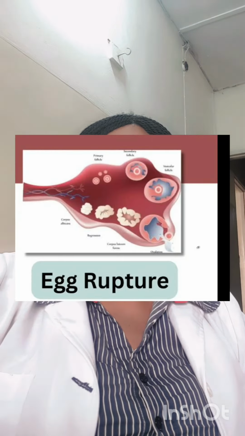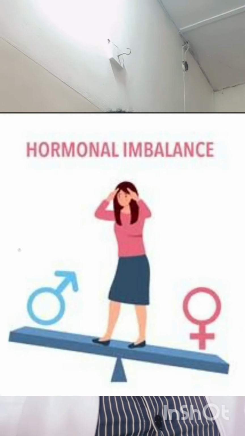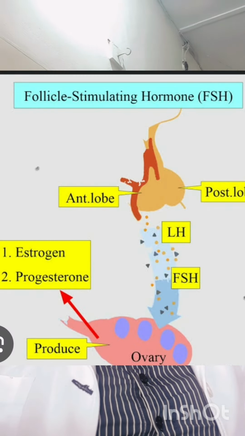You might want to ask me, what are the causes of this follicular cyst? Number one on the list is what we call hormone imbalance. When the hormones are not balanced, there are specific hormones responsible for the release of the follicle. Number one on the list is the FSH, popularly known as the follicle stimulating hormone. When it becomes excessively high, it doesn't release those follicles.